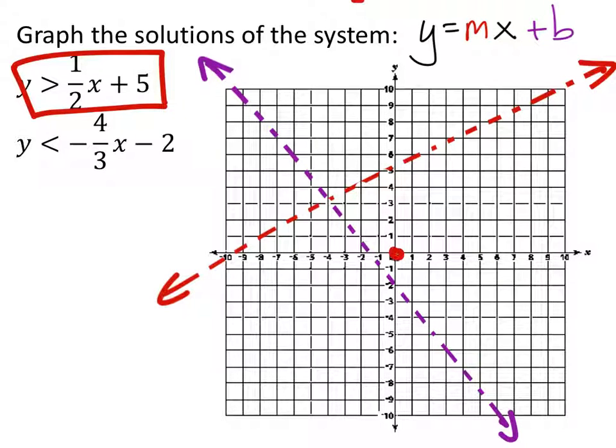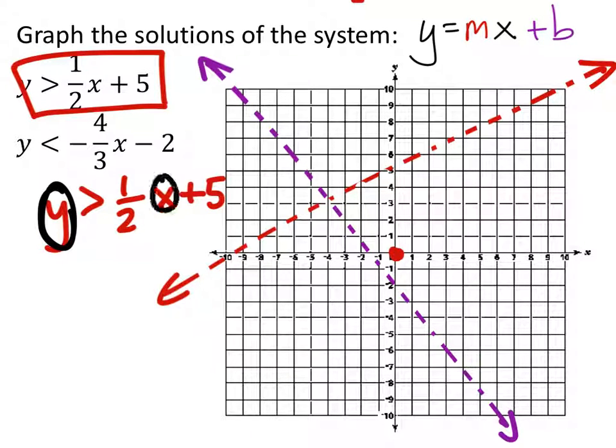I usually always choose this point, 0, 0, if I can. So in the inequality y is greater than 1/2 times x plus 5, I'm going to replace y with 0 and x with 0 as well, and just see if this is a true statement. If it's true, then I shade that side of the line that the point is on. If it's false, then that side of the line stays unshaded and the other side would be shaded. So let's take a look at how that works. Again, if it's true or false, that's what we're looking for here.